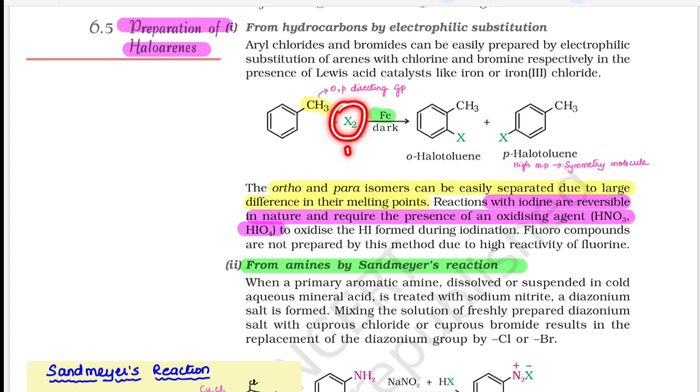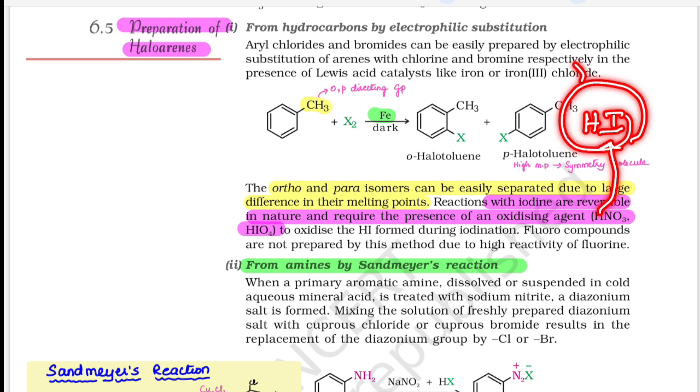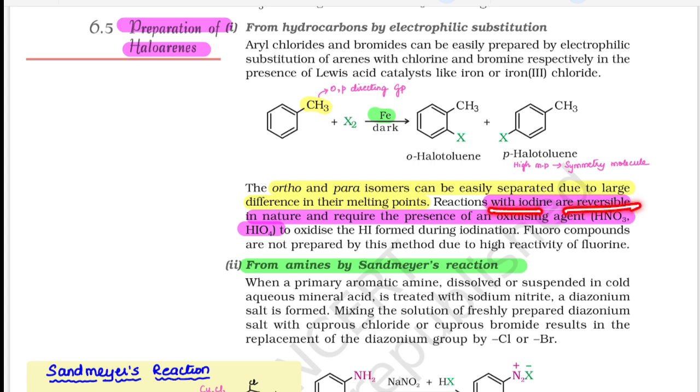Here, if you are using iodine, you have to use an oxidizing agent like nitric acid or HIO4, because in the product you will also get HI. When you use the oxidizing agent, it converts HI back to iodine, otherwise it becomes a reversible process. So reactions with iodine are reversible in nature and require the presence of an oxidizing agent like nitric acid or HIO4 to oxidize the HI formed during iodination.